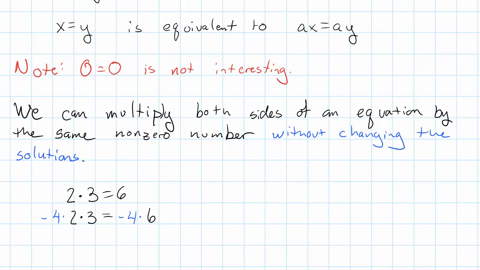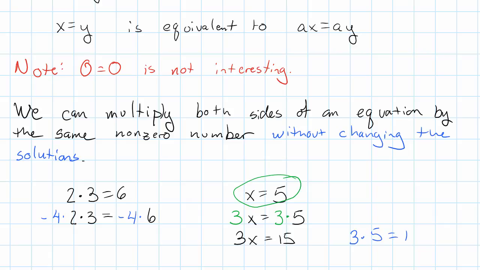More interesting is if we have, for example, x equals 5. If we choose to multiply both sides by 3, we'll see 3x equals 3 times 5. That is, 3x equals 15. This first equation has an obvious solution, namely just what it says. And plugging that in down here, we see that 3 times 5 does indeed equal 15.